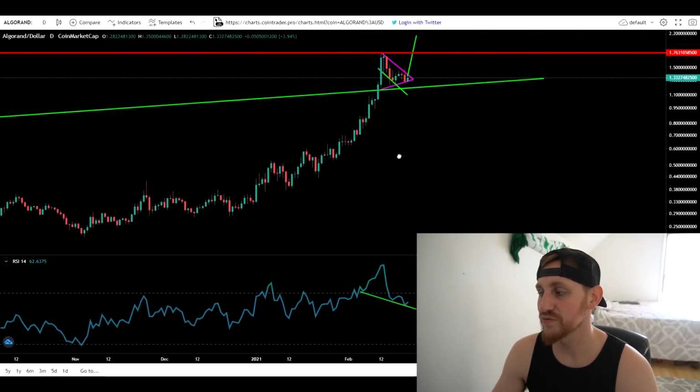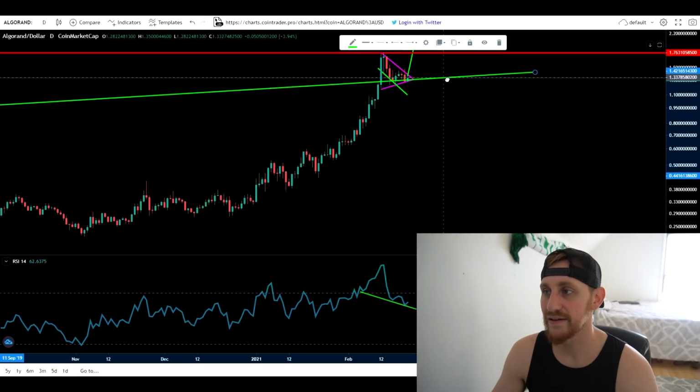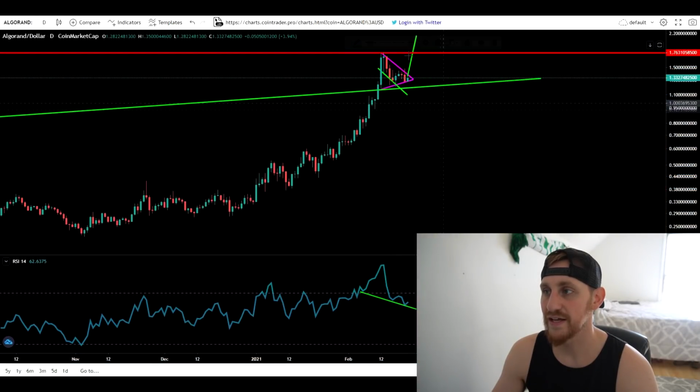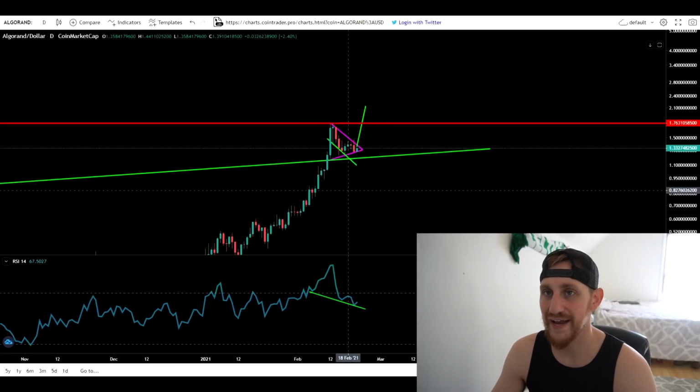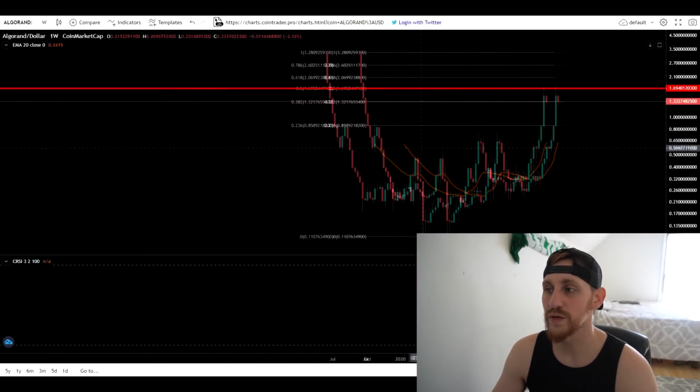We know that our measured move out of the bull flag is up there at about $2.14. So we'll keep watching out for that as well. Now let's switch over to the weekly. What do we have on the weekly?